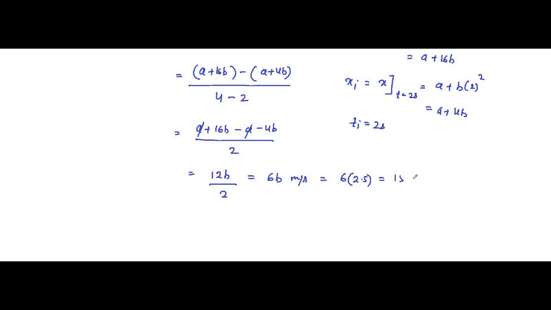That is equal to how much? 15 meters per second. So the average velocity between t equals 2 seconds to t equals 4 seconds is equal to 15 meters per second.